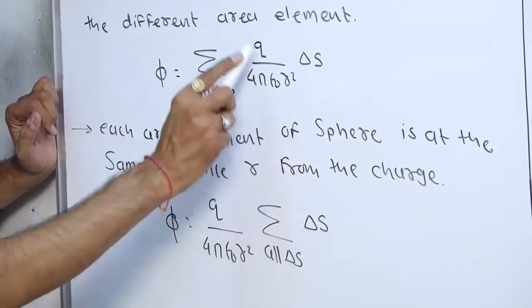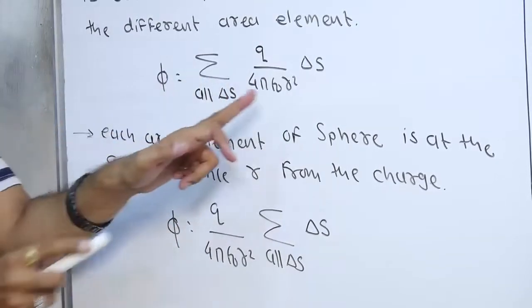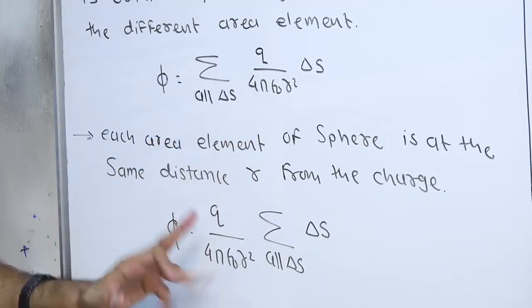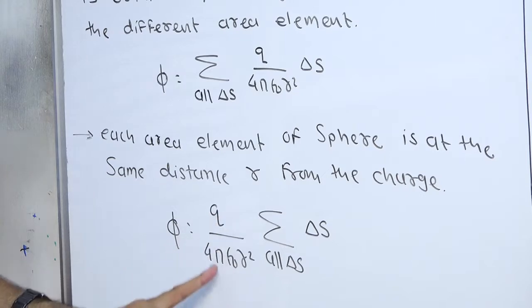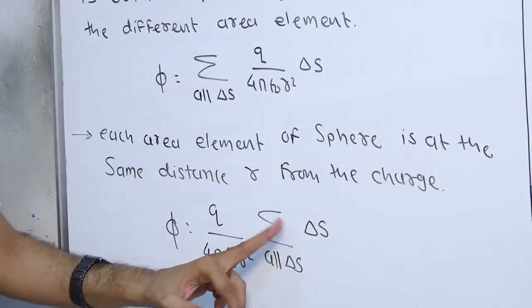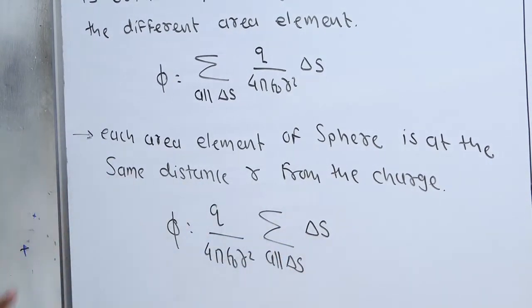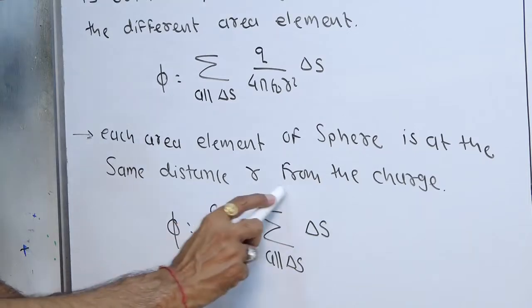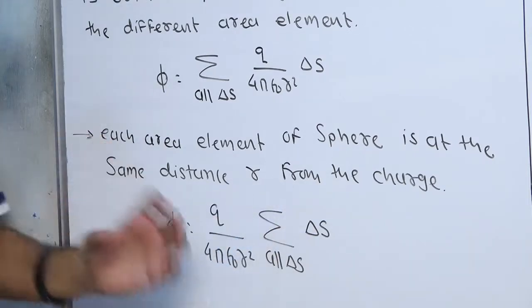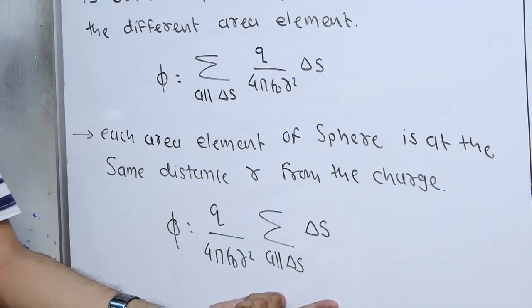So, students, this value of r remains constant. This whole term remains constant, so it is to be written outside of this sigma: q upon 4 pi epsilon 0 r square, sigma delta s. This sum represents our total surface area of the sphere.